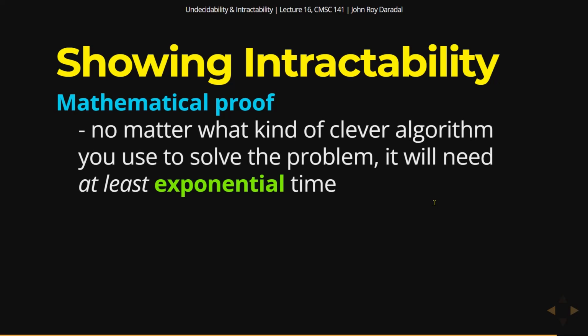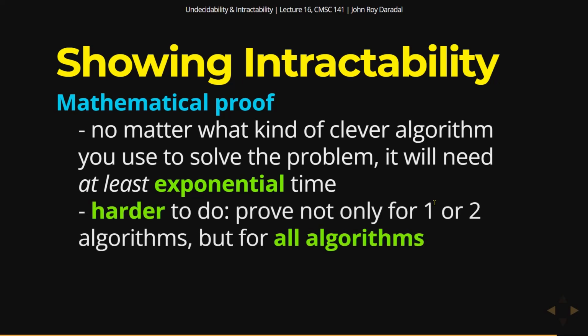So you need to show that no matter what kind of clever algorithm you use to solve the problem, it will need at least exponential time. Now this is harder to do because you don't prove this for one or two algorithms, but you need to prove this for all possible algorithms. Okay, that no matter how the algorithm is constructed, it will always take at least exponential time. Okay, this one is harder to do, but at least this is more convincing because it's a mathematical proof. Okay, if you can prove it, then you are really sure now that this problem is intractable.